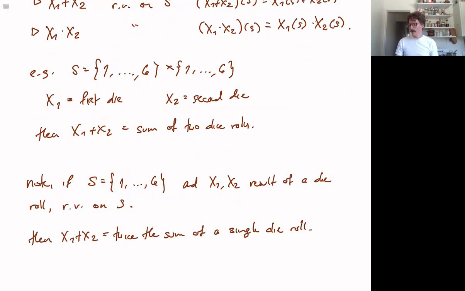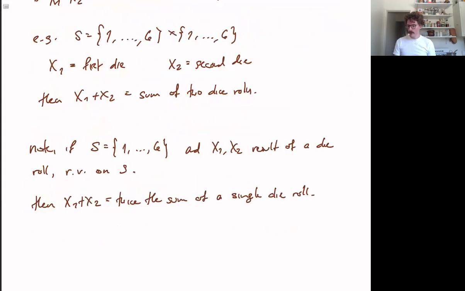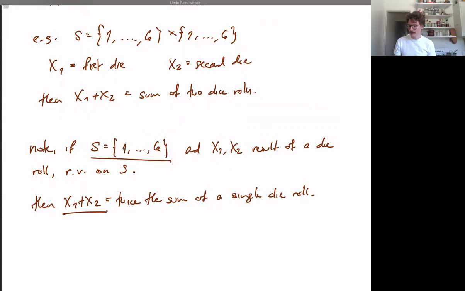And essentially what's happening is that we chose the wrong sample space. Because our sample space is only the numbers 1 through 6, then X1 plus X2 is a random variable on this same sample space. So for example, on s equals 1, it spits out 1 plus 1. On s equals 6, it spits out 6 plus 6. You won't get mixed terms because you only have 1 die going on in the sample space.